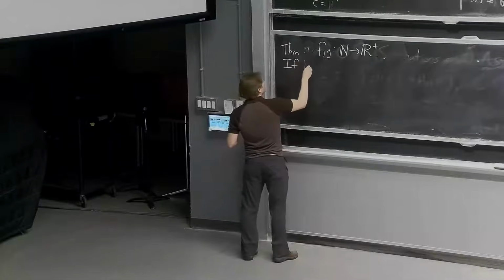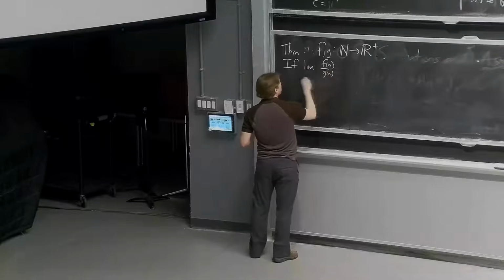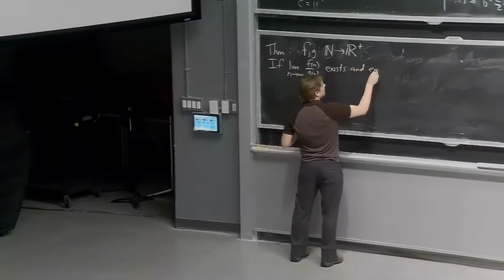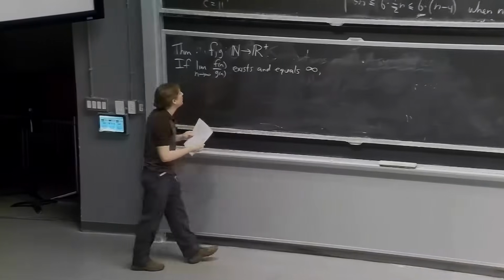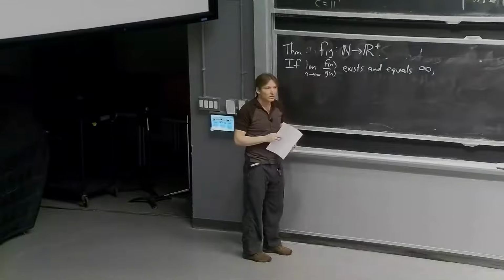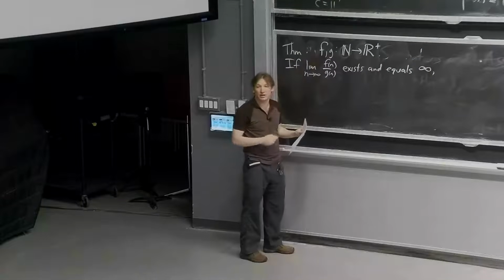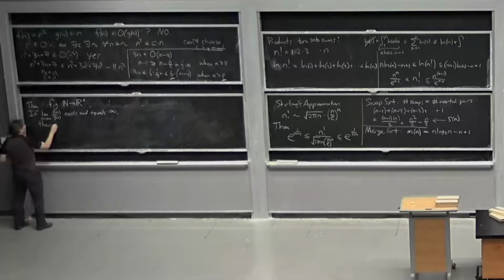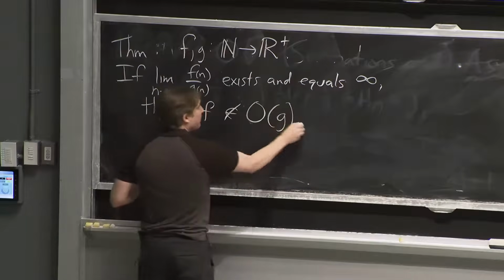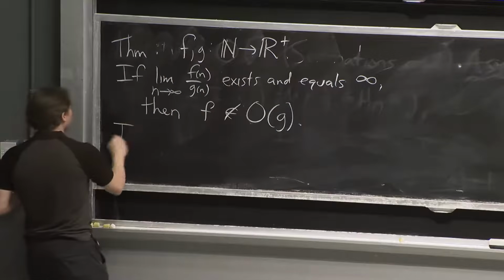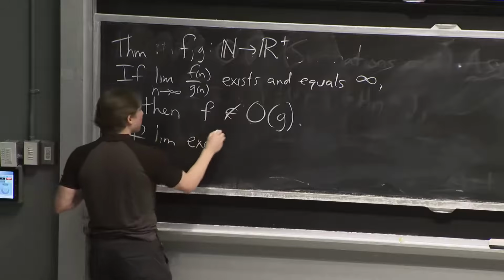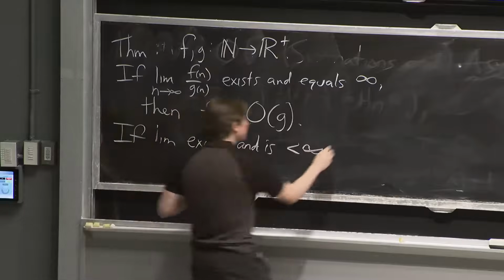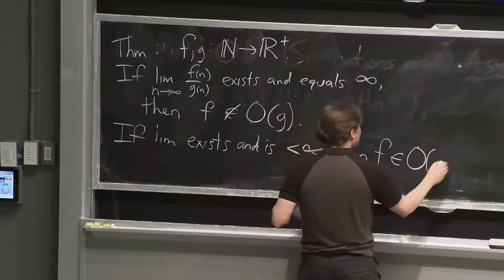If the limit of f of n over g of n as n goes to infinity exists and equals infinity, so if f over g gets arbitrarily big, then there's no constant you can choose to bring g back up to f, because f gets bigger and bigger compared to g. Then f is not in big O of g. Likewise, if the limit exists and is less than infinity, then f is in big O of g.